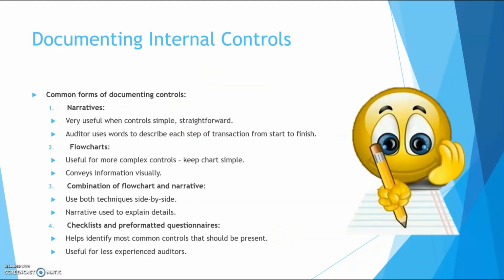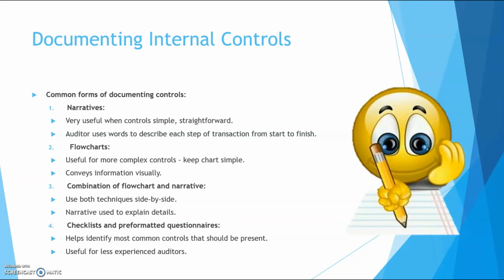So as an auditor, once we've thought about what controls are in place, we've identified the controls and had discussions with management, we then need to document the internal controls from our audit perspective. So what does it look like on an audit file? There are two main options and a combination option, which are the most common ways to document internal controls. So number one is a narrative.